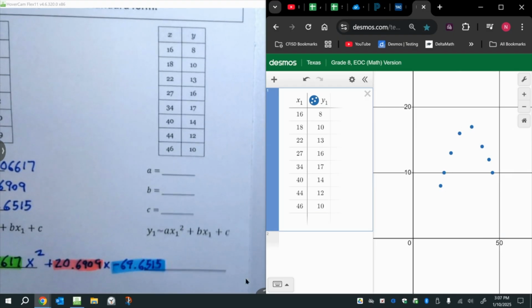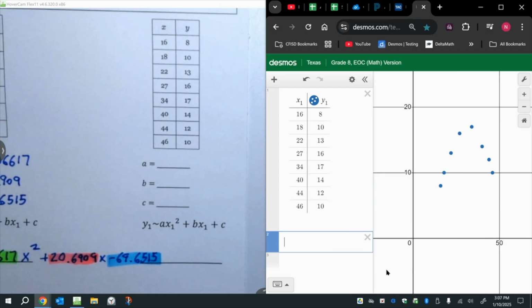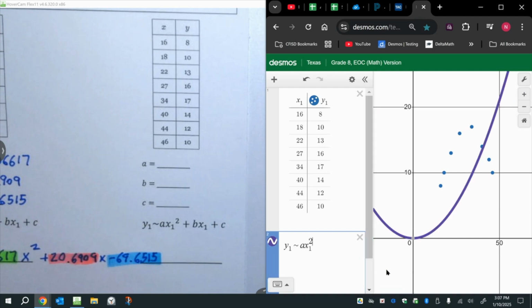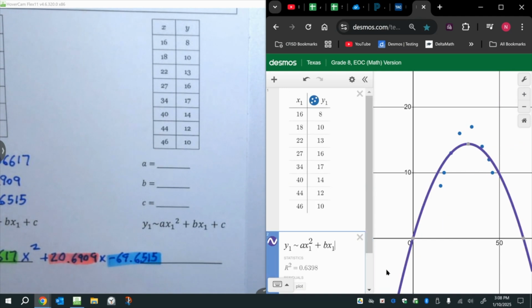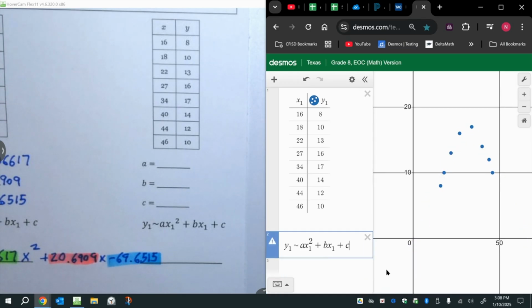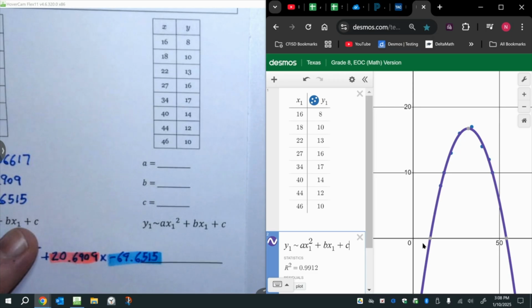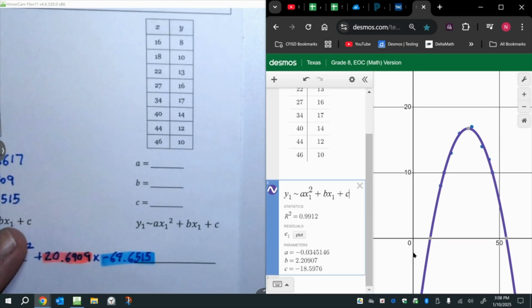All right, so let's run our regression. So here's our formula. We have y1 tilde ax1 squared plus bx1 plus c. And now I have a line going through the dots as best as we can. Let's pull our information for A, B, and C.